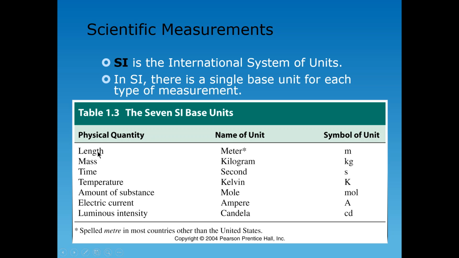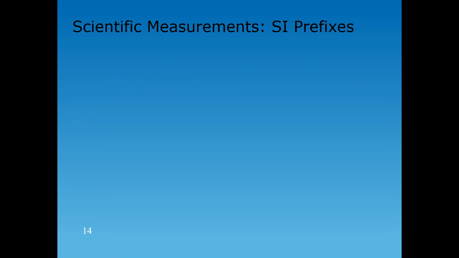The base unit of length according to the SI system is the meter. The SI unit of mass is kilogram. The SI unit of time is second. That of temperature is Kelvin, and the amount of substance is mole. We'll be talking about each of these in this particular course. In this chapter, we'll be talking about meter, kilogram, second, and Kelvin. The mole unit will come later on, I think, in chapter 3 or 4.